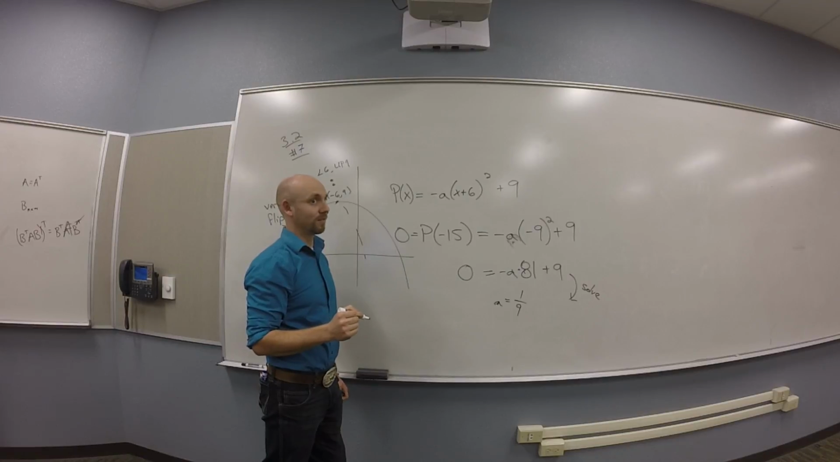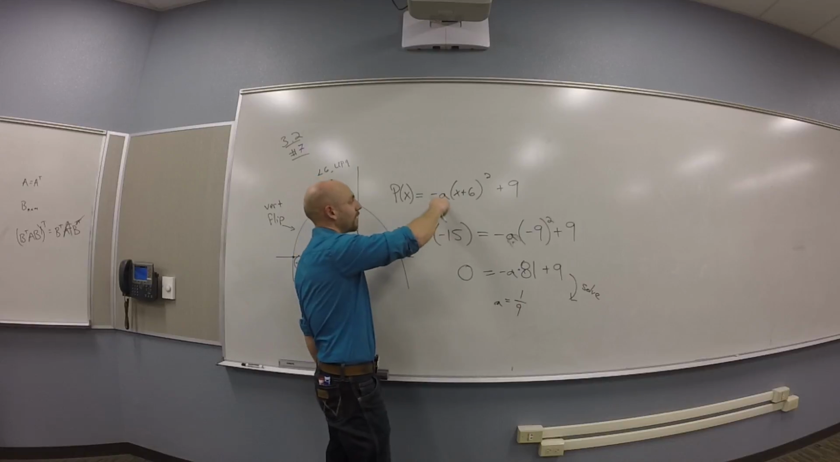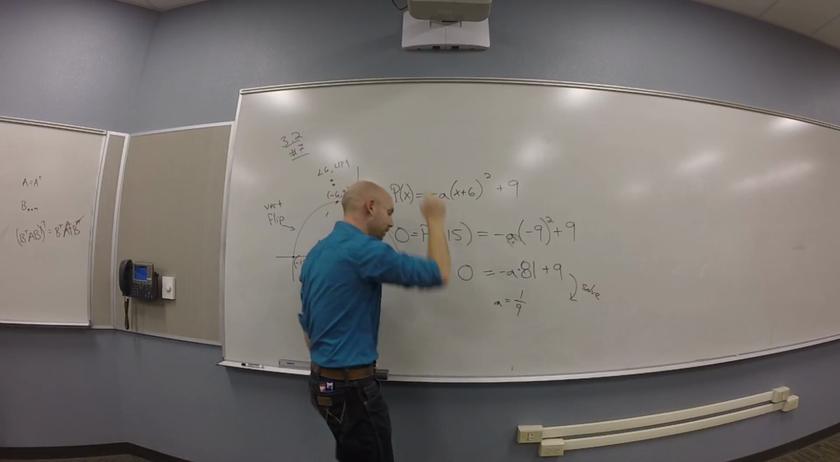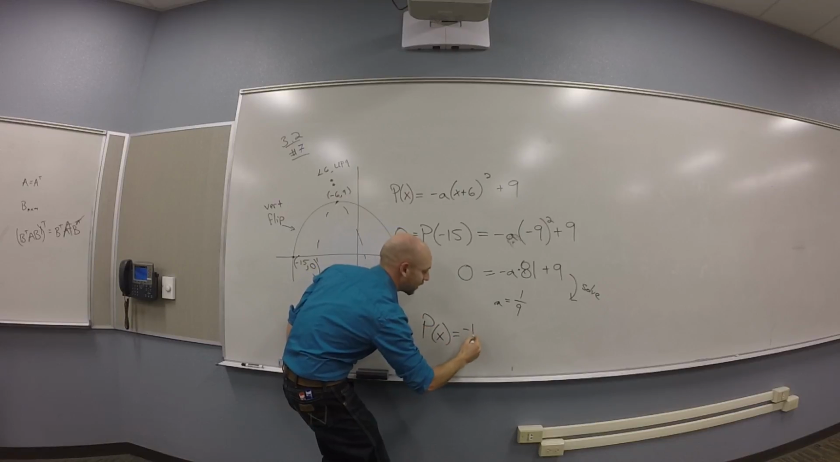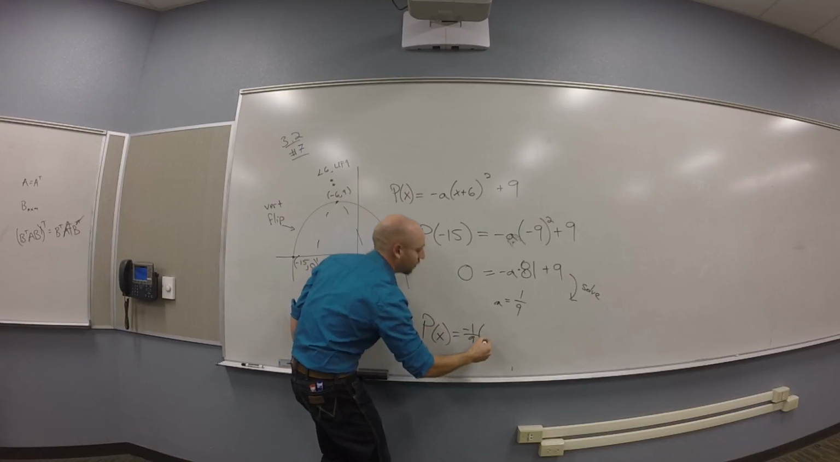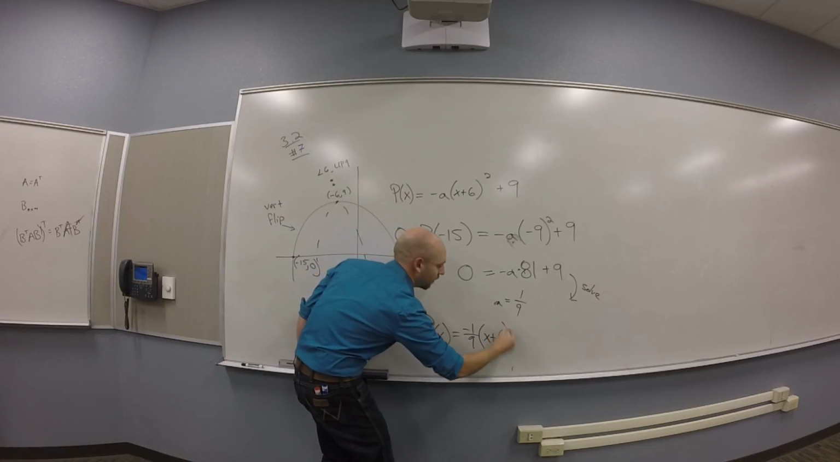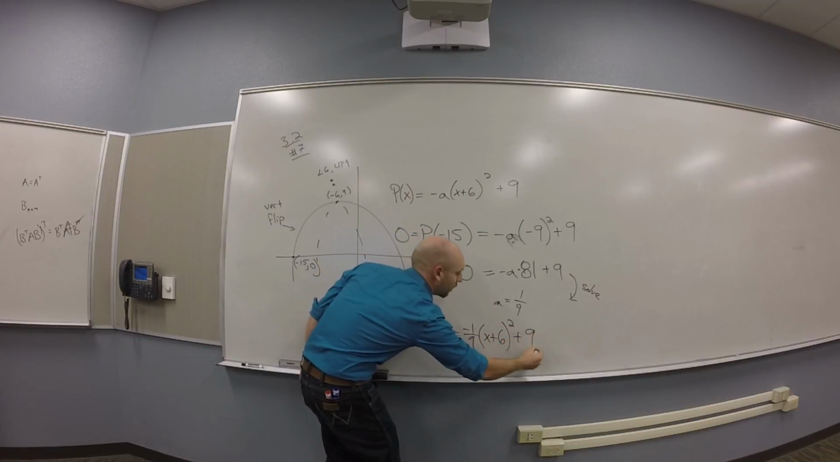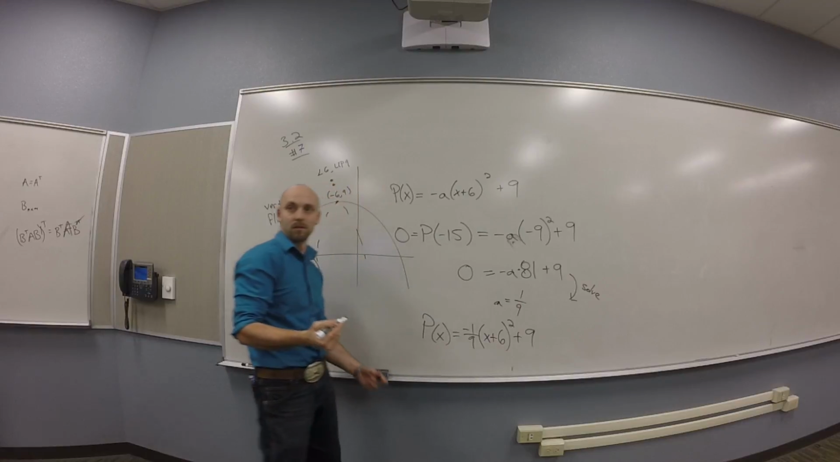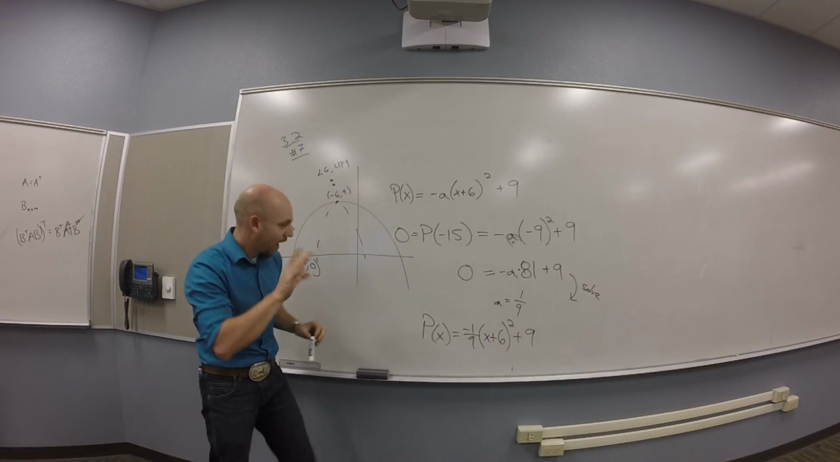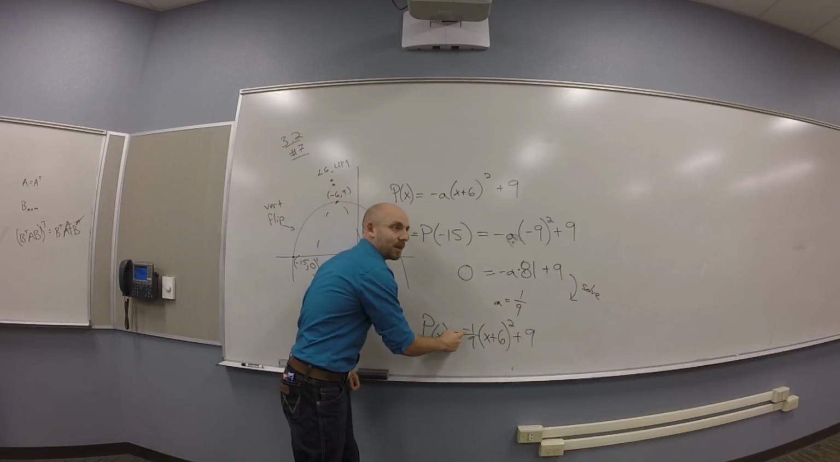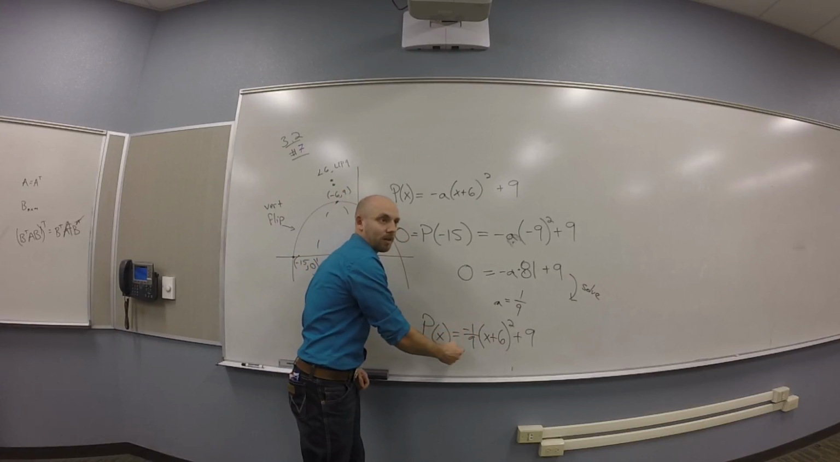Is it negative or positive? It's negative. Because it's flipped. Positive. So a is positive, but that negative needs to be there in the formula, right? So your p of x, your ultimate formula here, should be negative 1 over 9 times x plus 6 squared plus 9. You guys all with me on that? Yeah. So however you slice this, right, there better be a negative left over on the outside there.